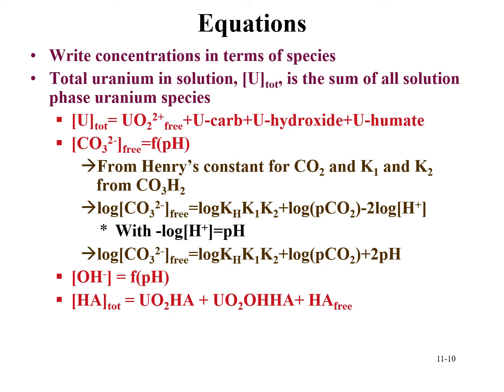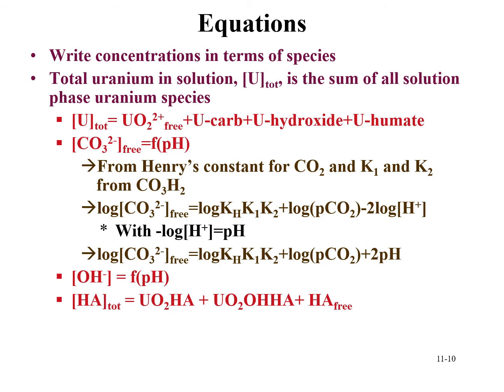And knowing that pH is just minus the log of the proton concentration, I can substitute pH in this equation for log proton concentration. So I can derive an equation that tells me the log of the carbonate concentration as a function of constants, and the partial pressure and the pH. I also need to know something about the hydroxide concentration. Well, I just get that straight from the pH, where pOH plus pH is equal to 14.